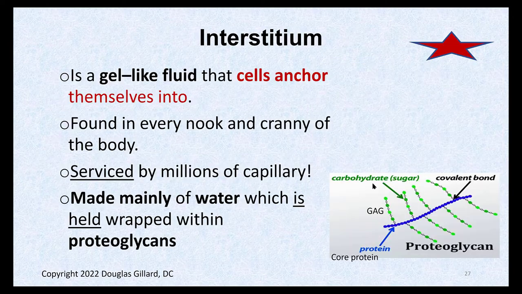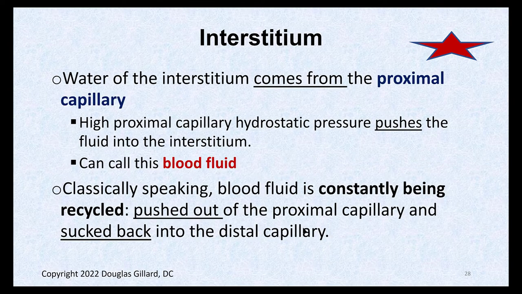I think I got another slide in that we can look at. But yeah, the interstitium is made up of a lot of proteoglycan molecules. Remember those things? They have a core protein, and glycosaminoglycans are connected to the core protein. And that thing is like a sponge. It absorbs water like crazy. And that's what the interstitium is filled with, these proteoglycans. Said this already. So water in the interstitium comes from the proximal capillary because of the high hydrostatic pressure.